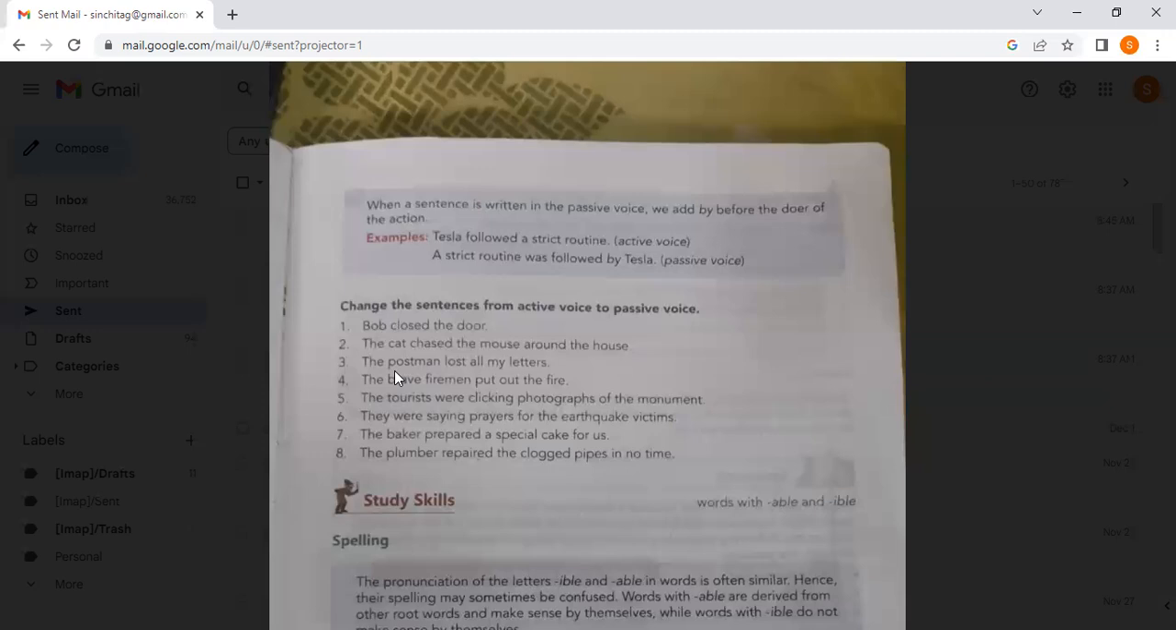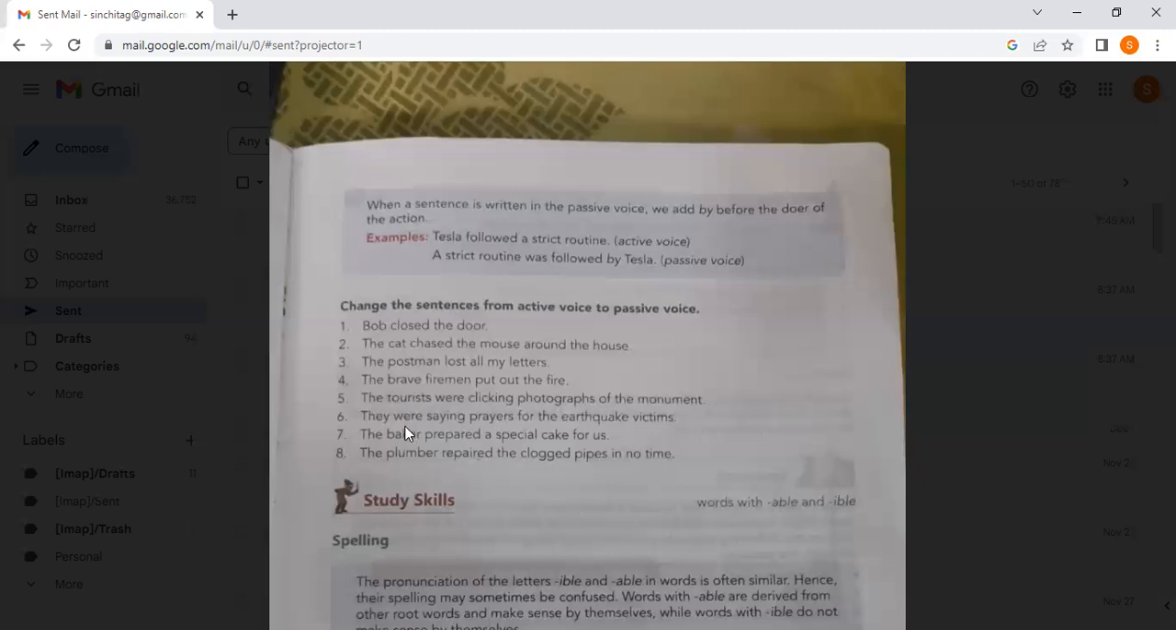Excellent. Number four. The brave fireman put out the fire. The fire was put out by the brave fireman. Excellent. Number five. The tourists were clicking photographs of a monument. The monument's photographs were being clicked by the tourists.